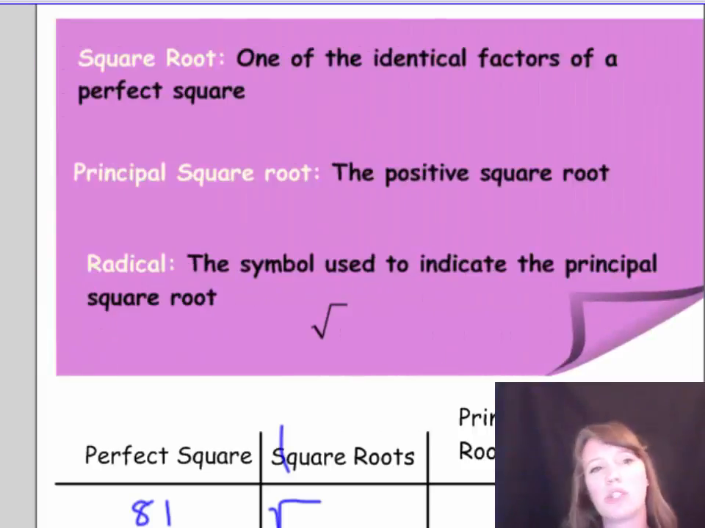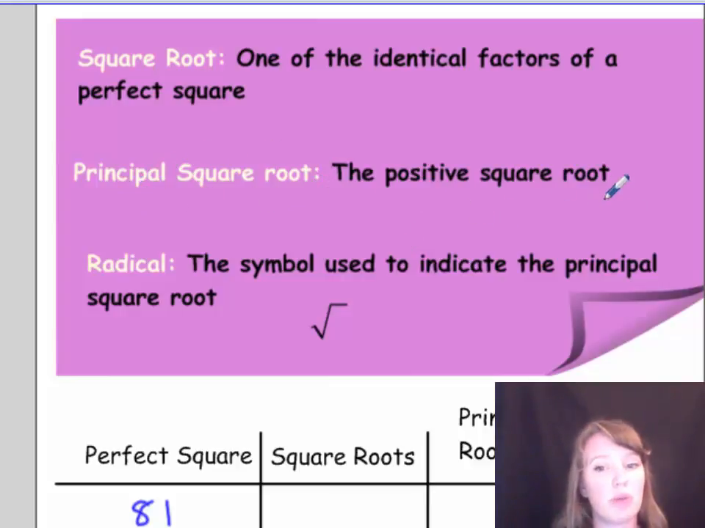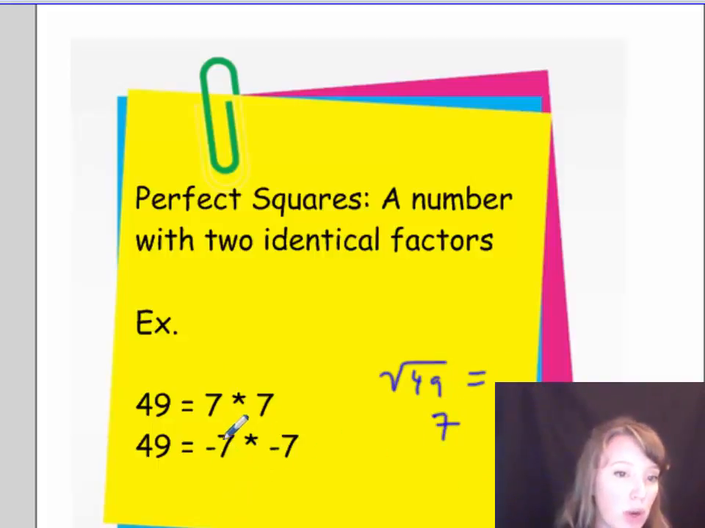Okay, so we are going to do a process called taking a square root today. A square root is one of the identical factors of a perfect square. If I say that I'm looking for a principal square root, what I want here is the positive square root. So like we saw in the last page, 49 had 7 times 7, and 49 had -7 times -7. The square root, which I'm going to show you in just a second, this symbol, would be one of the identical factors, 7 here. And if I'm looking for the principal square root, I would only say the positive and not the negative here.